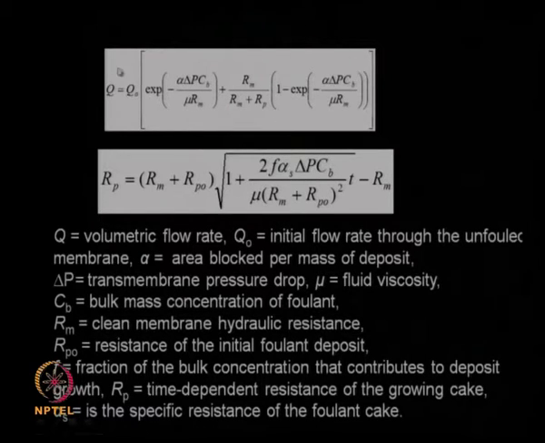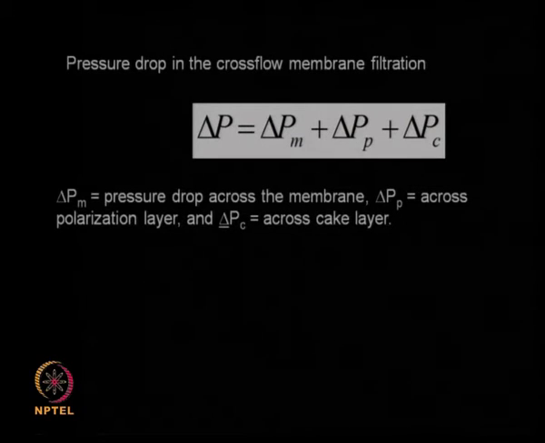So this is how this flow happens as a function of time when there is going to be some sort of a deposit. The deposit could be of various types, so the n could range from 0 to 2. Now if you take a cross flow membrane, the pressure drop in the cross flow membrane will be made up of 3 terms: pressure drop across the membrane material, across the polarization layer, and across the cake layer. So you have 3 pressure drops which will add up to the overall pressure drop. You need to keep that in mind: pressure drop because of the membrane material, pressure drop because of the polarization, pressure drop across the cake.